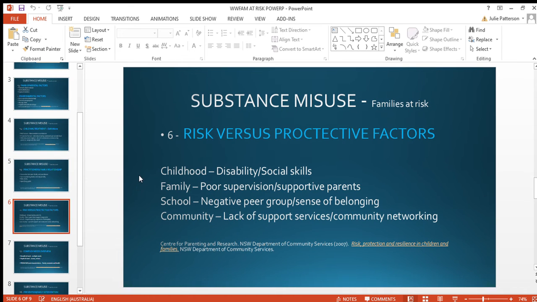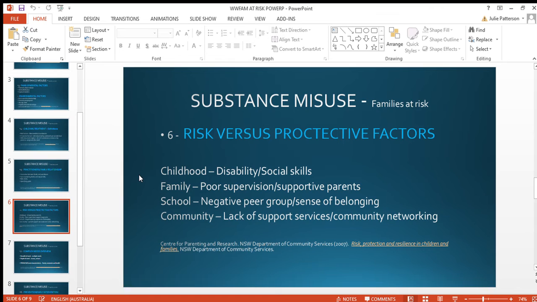Slide 6 covers risk versus protective factors. So when considering substance misuse, it's useful to look at the potential risks versus protective factors. New South Wales Centre for Parenting and Research states that services and interventions have the potential to be effective for all. So looking at the risk versus protective factor shows where childhood disability is considered a risk, then social skills would be a combative protective factor.